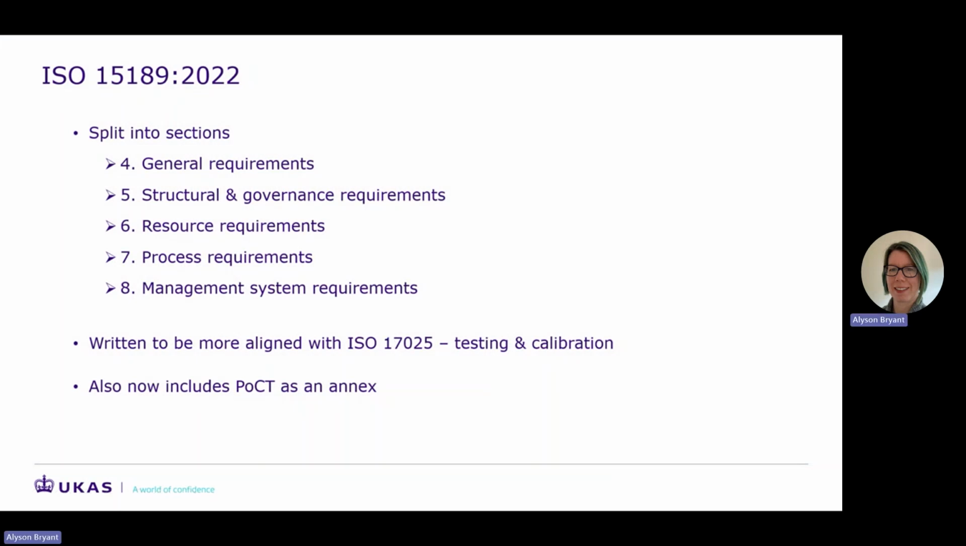Medical laboratories are accredited to ISO 15189, which is an international quality standard specifically aimed at medical laboratories. It's based on ISO 17025, which is an international standard aimed at testing laboratories and calibration services, but 15189 includes some of the clinical service requirements which are absent from 17025. 15189 is split into a number of different sections, including general requirements, structural and governance requirements, resource requirements, process requirements, and management system requirements. There's also a separate annex at the end relating specifically to point-of-care testing services.